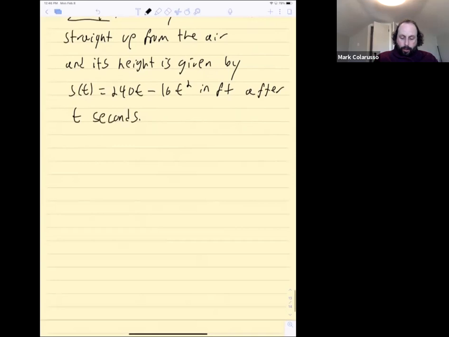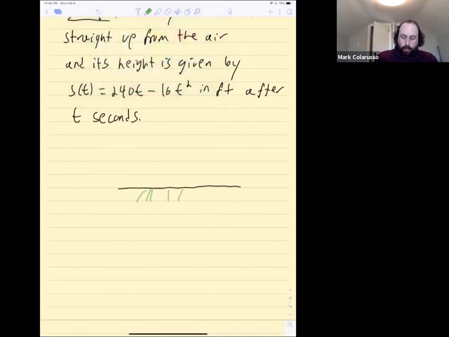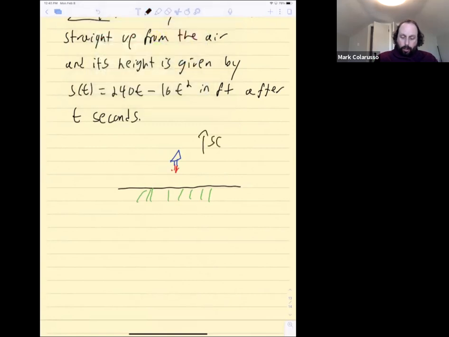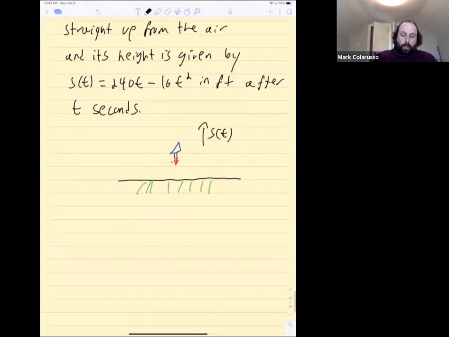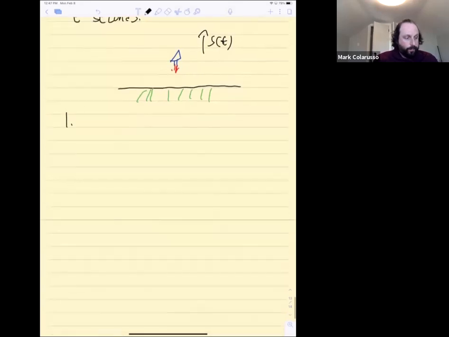And again, we can draw a little picture if you like. Maybe some big green grass here, that's the ground. And the rocket is fired up right from the ground. And the position is again in the upward direction. The positive direction is the upward direction, right? Okay, so here's the first question, and I won't write them all out now. What is the rocket's initial velocity?